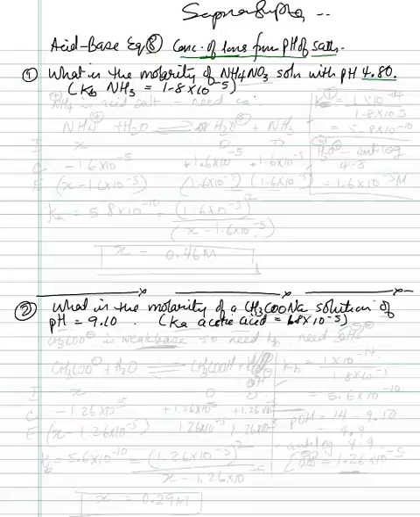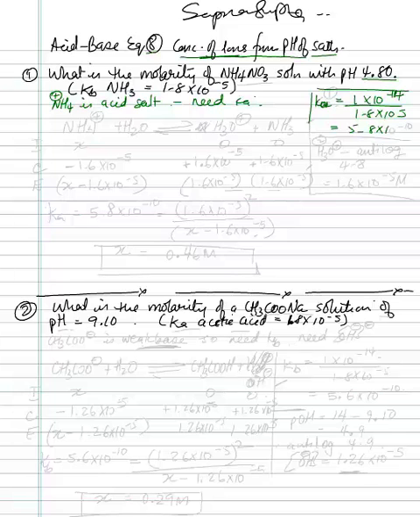So then NH4 plus yet again is an acidic salt. If it's an acid salt, then you need Ka. If you need Ka, then you have to do the side calculation over here: Ka is equal to 1 times 10 to the negative 14 divided by 1.8 times 10 to the negative 5, which is 5.6 times 10 to the negative 10. We have to do this in order to find the Ka value.